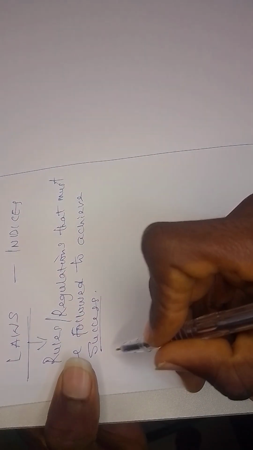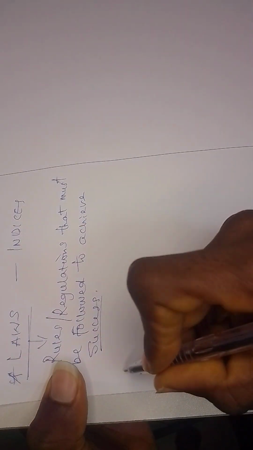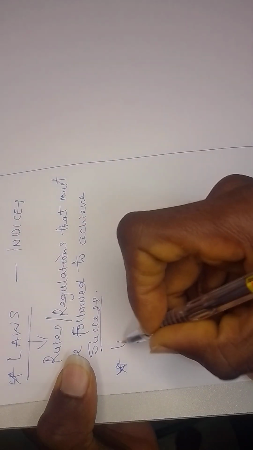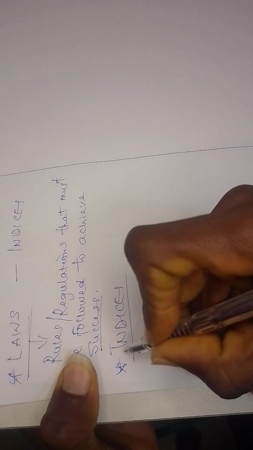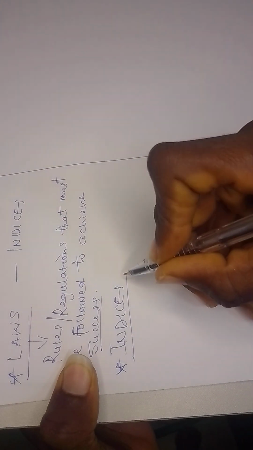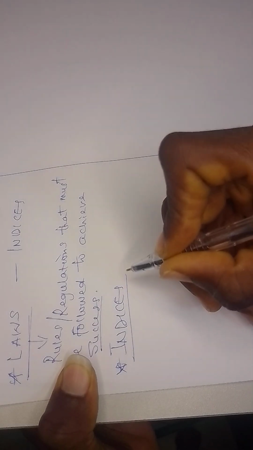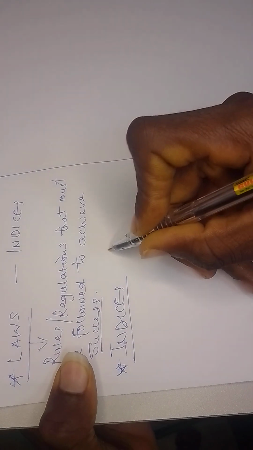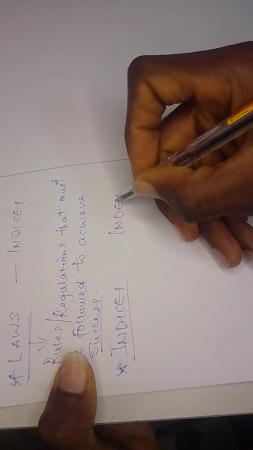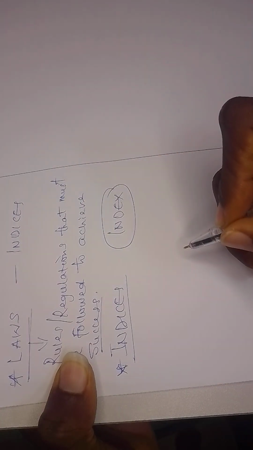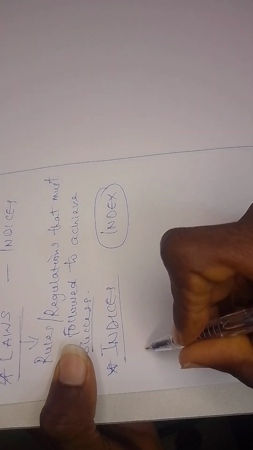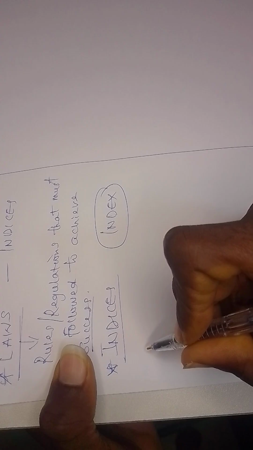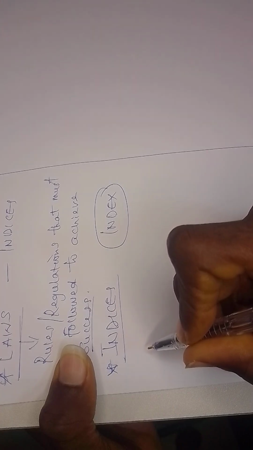Now let us come to the second. If this is the first, then we can refer to this as the second, indices. What are indices? Well, the word indices is actually the plural of index. And in maths, an index is a number, either a positive or a negative number with a power.